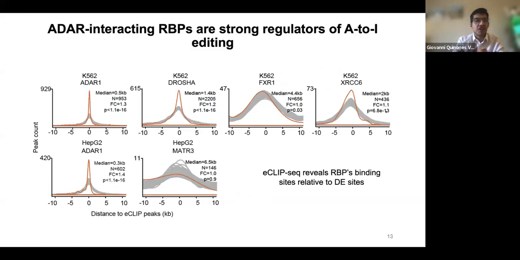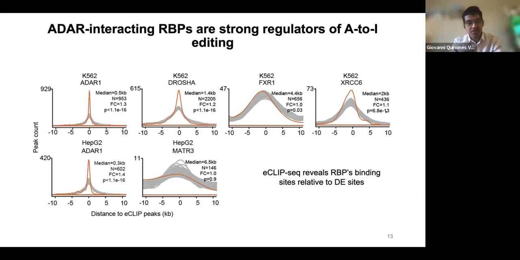So we already know from previous assays that these RBPs interact with ADAR, but that still doesn't tell us whether they are binding to the same regions as ADAR, more precisely to the regions that are getting edited. So we make use of another type of data set, which is called ECLIP-seq. ECLIP-seq gives you information about the binding sites in RNA of different RNA binding proteins.